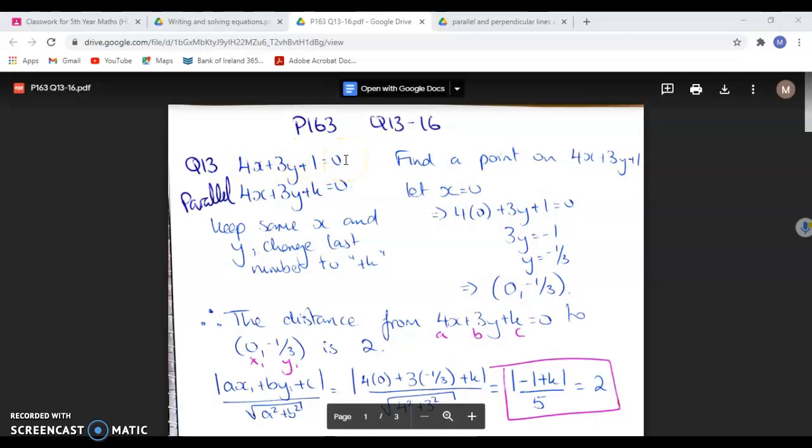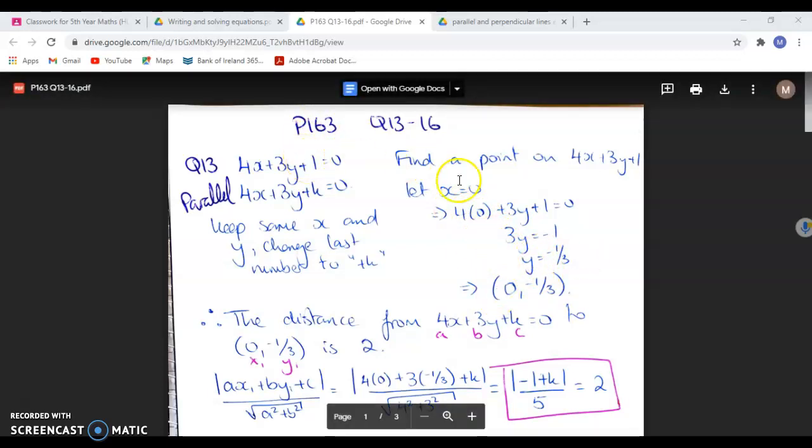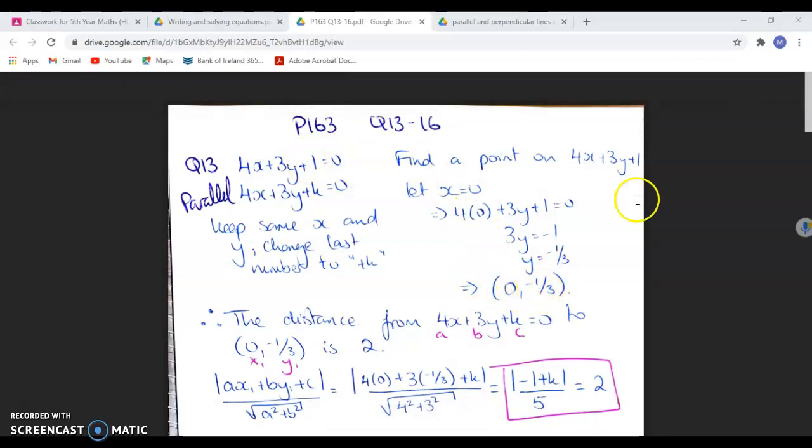I think the easiest way to find a point is to either let x equal 0 or let y equal 0, and find where it crosses the x or y axis. This time I just happen to let x equal 0. You can do that for any line at all, because they all cross the x or y axis. So let x equal 0, sub in 0, and you get y is equal to minus 1/3. So your point on that original line is 0, minus 1/3.